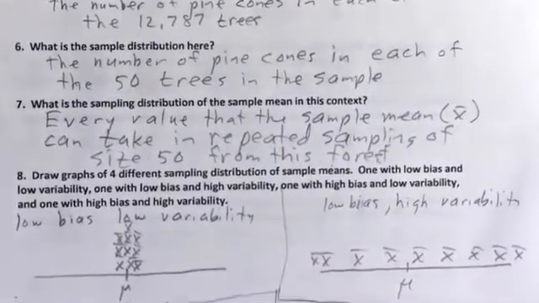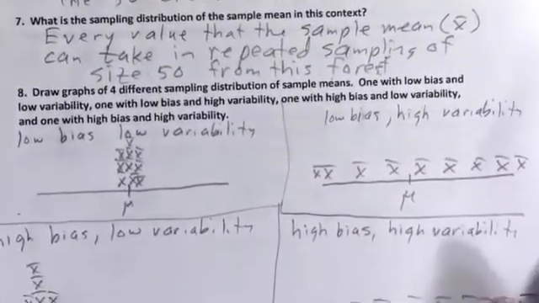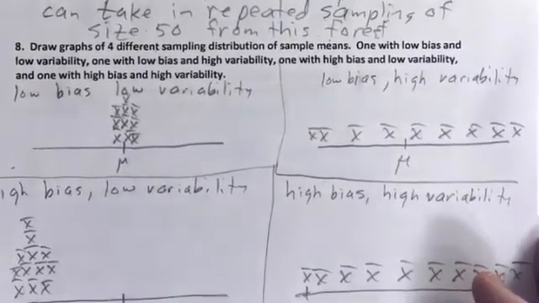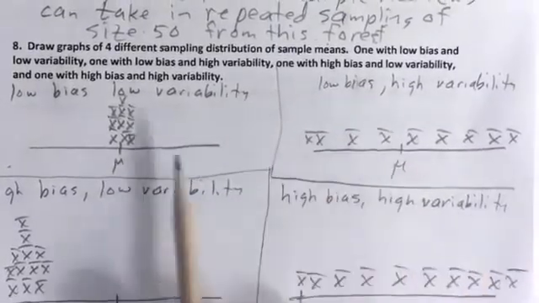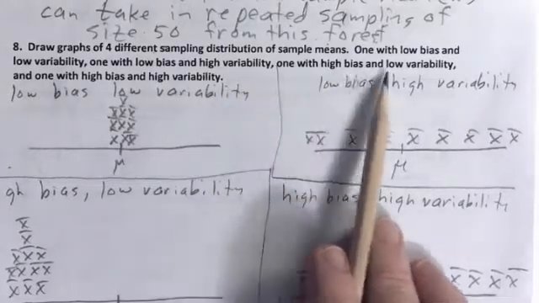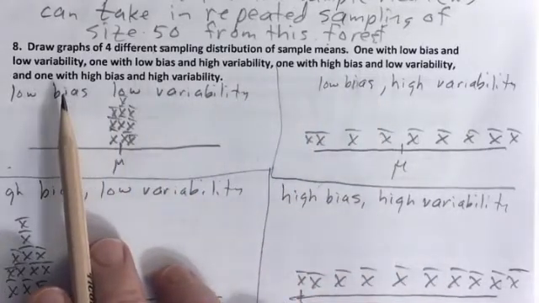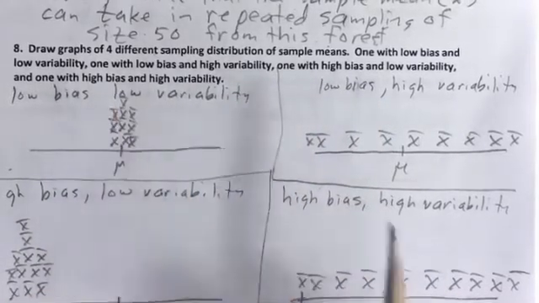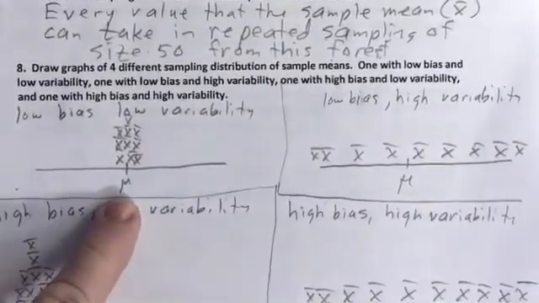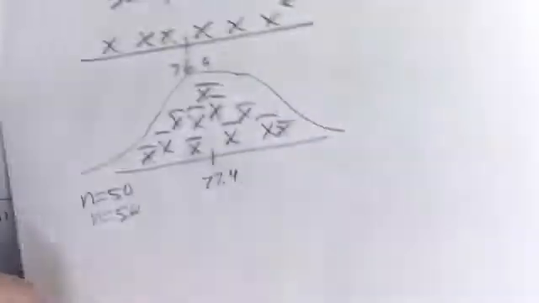Number 8. It says, draw the graphs of 4 different sampling distributions of sample means, one with low bias, low variability, then with low bias, high variability, high bias, low variability, and then one with high bias, high variability. So, all right, now unbiased means this, like this would be an unbiased measure.